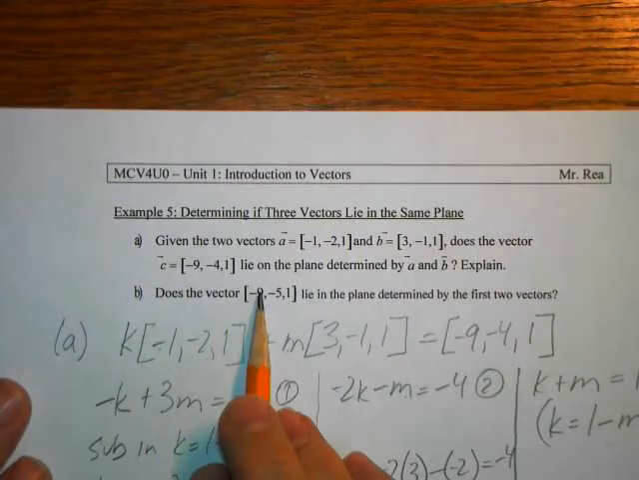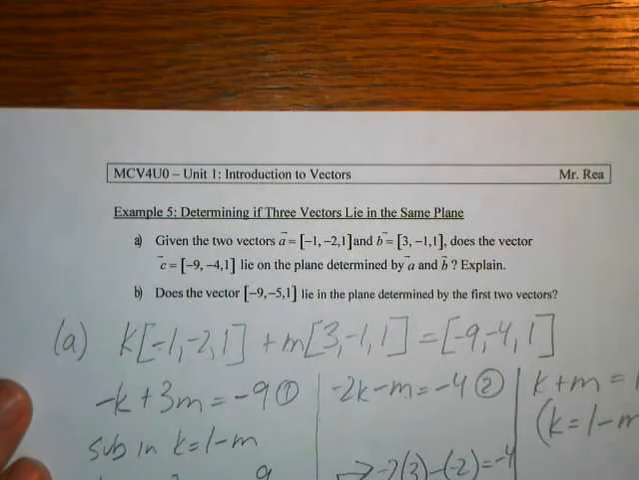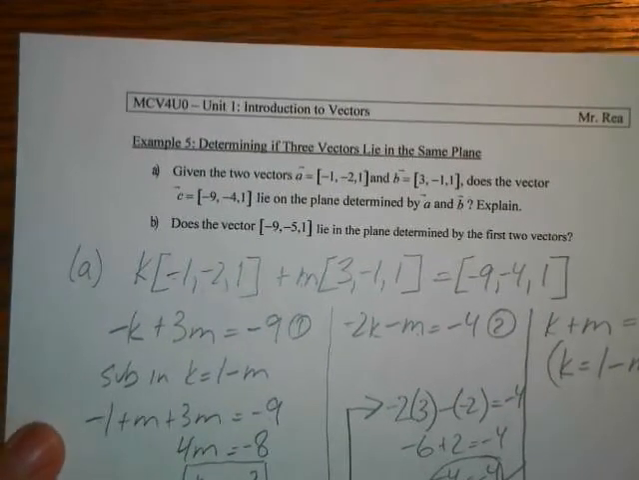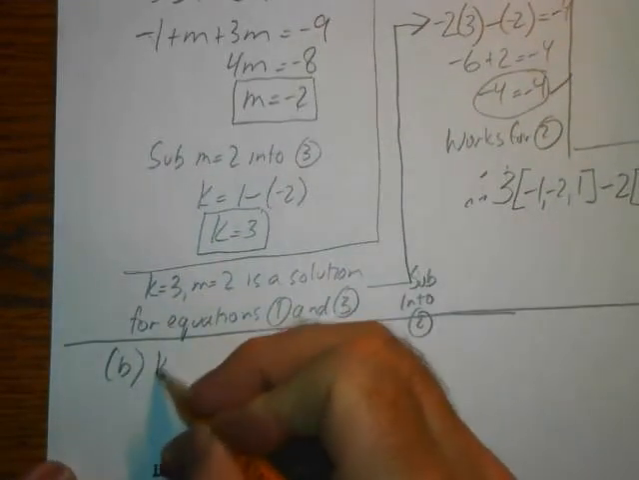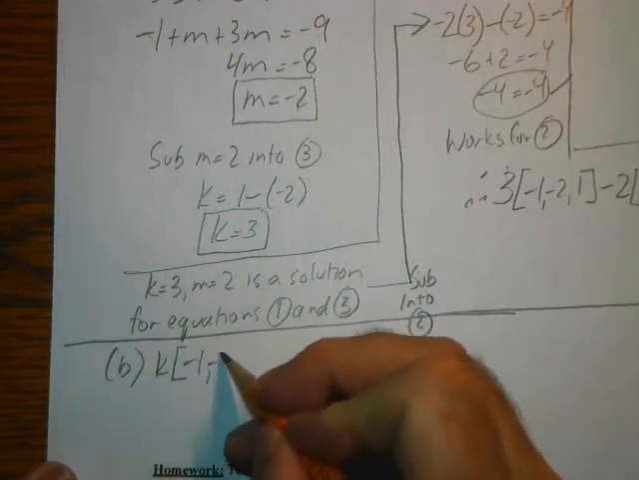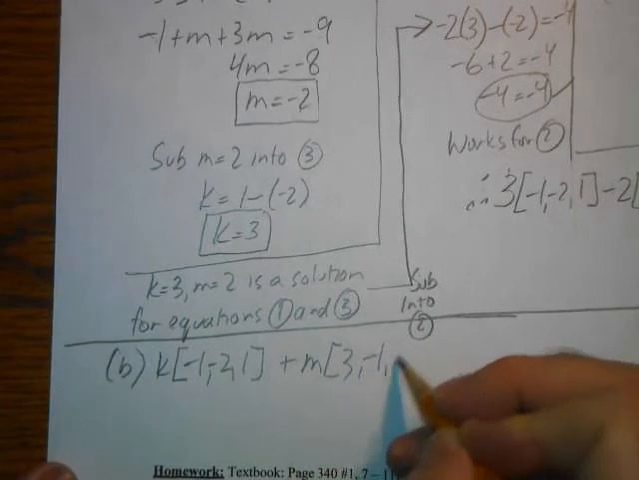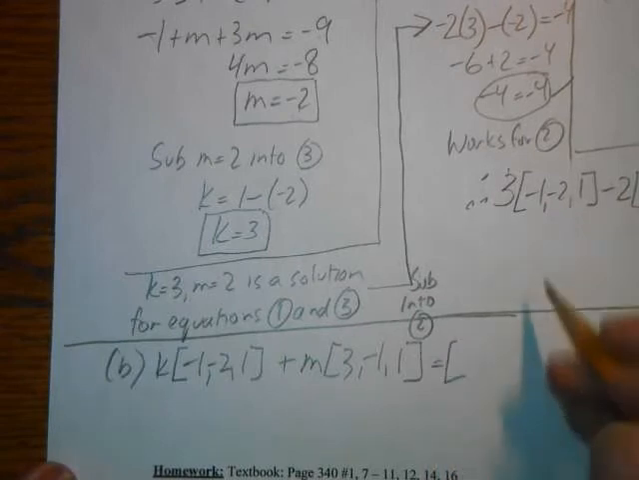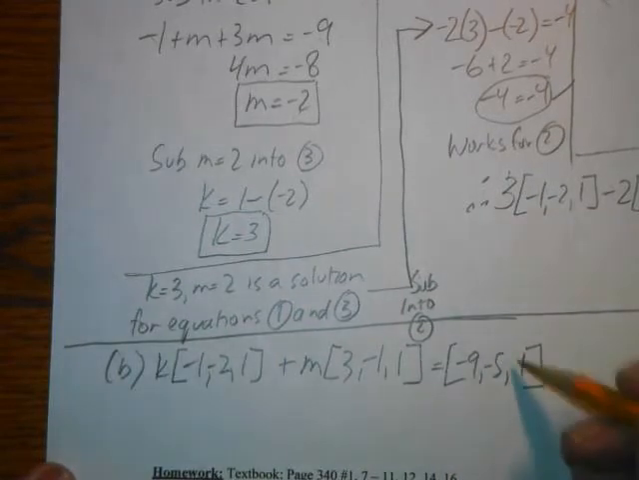Now, the second part here says, does the vector (-9, -5, 1) lie in the plane determined by those first two vectors, A and B again? And you could do exactly what we just did all over again. Let's set up the equation. So we have part B: k times (-1, -2, 1) plus m (3, -1, 1) is equal to, and now we actually change the value from (-9, -4, 1) to (-9, -5, 1). Okay, so this is what's changed in our equation.